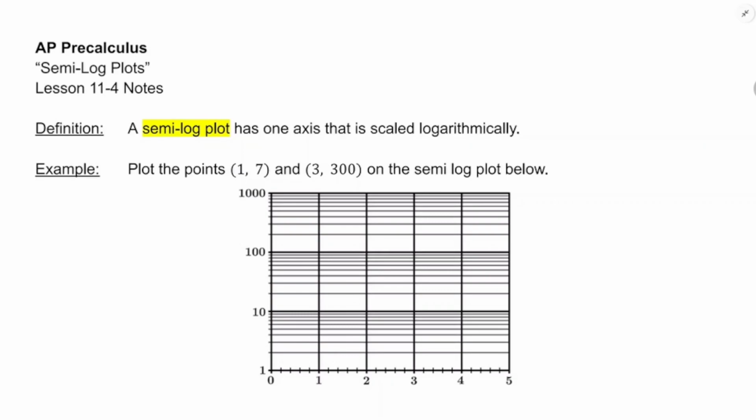Okay, semi-log plots have one axis that is scaled logarithmically, and in this class, it's going to be the vertical axis. Okay, so that's the one that's scaled logarithmically, and really what it means is that each of the main grid squares, like we see 1, 10, 100, 1,000, each square represents a power of 10. An exponent that we put on 10 to get 10, 100, 1,000, even 1. Okay, and those exponents are 0, 1, 2, and 3. And that's why it's called a logarithmic scale.